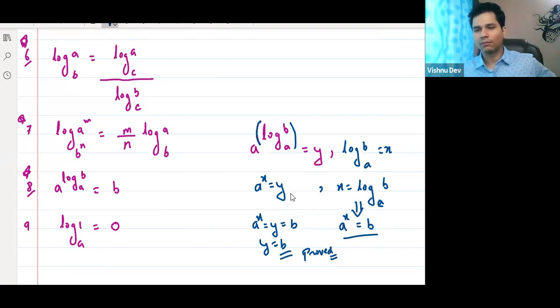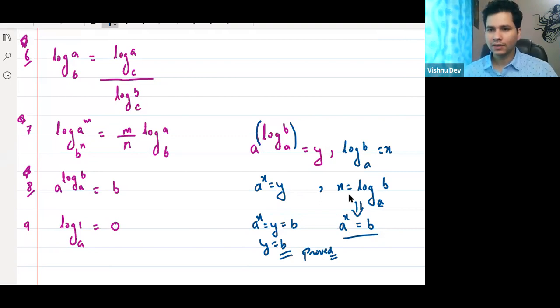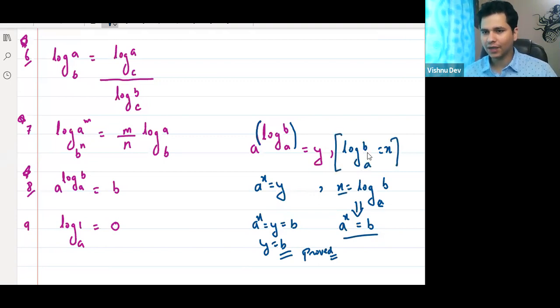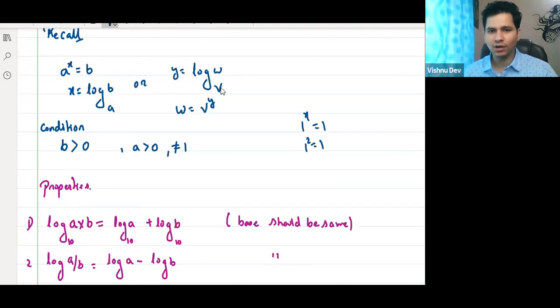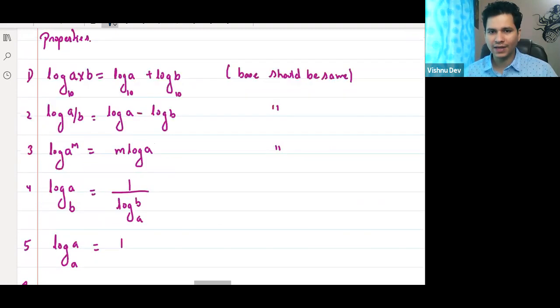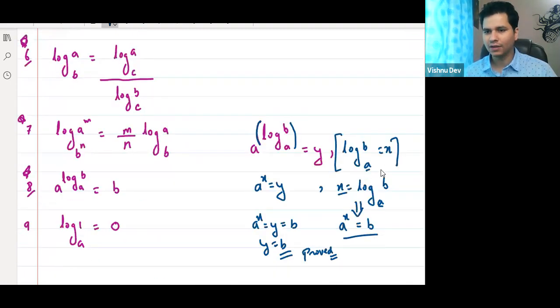Sir, how did you take A to the power X is equal to B? See again, it is something that we assumed: log B base A is equal to X. So using the basic definition, if Y is equal to log W base V, so W is V to the power Y. This is base, this is power. In the same way here, A is base, X is power. So can I write like this? A to the power X equal to B. Got it?